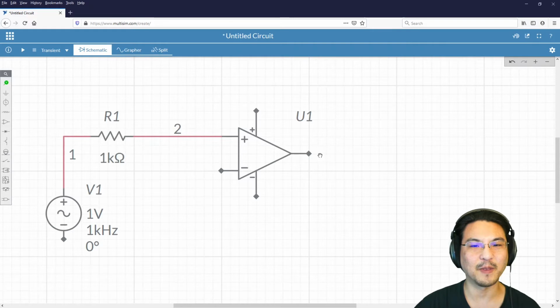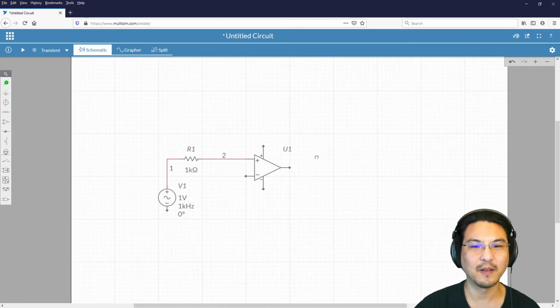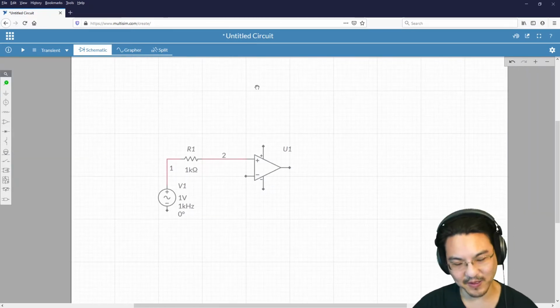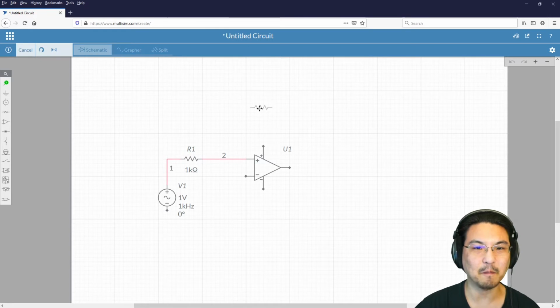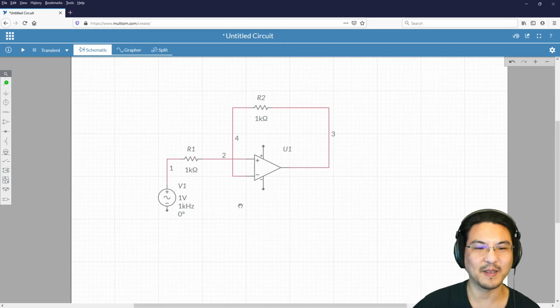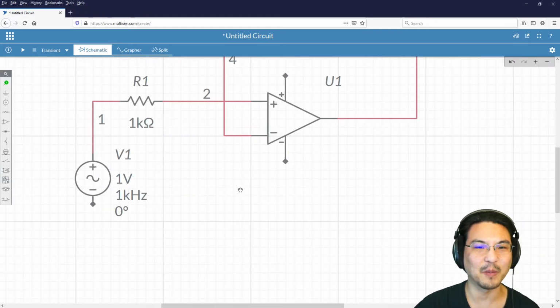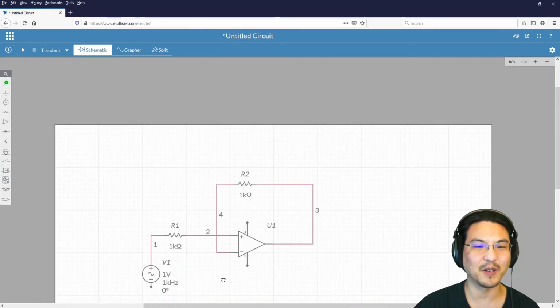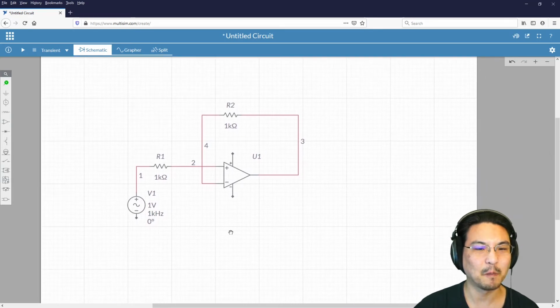Now the output goes through a feedback resistor. So let me add another resistor. The output here goes through a feedback resistor, and we want negative feedback, so I'm feeding it back to the inverting input like that. So here is the bare bones non-inverting amplifier, and then let's finish.